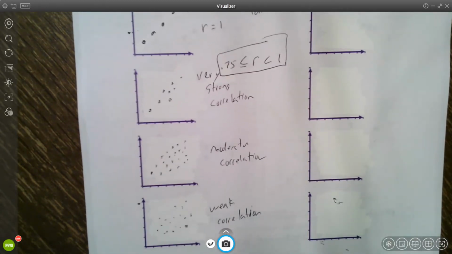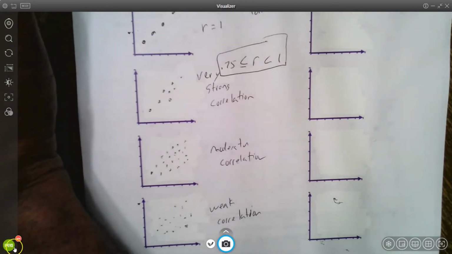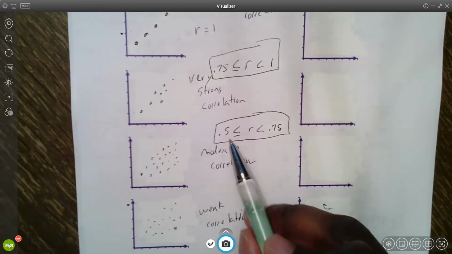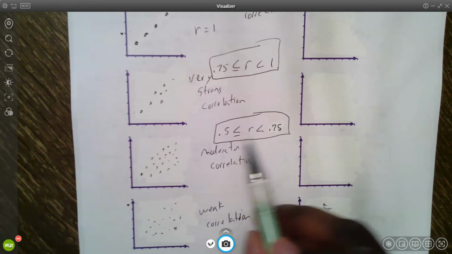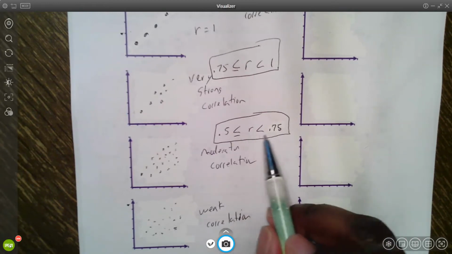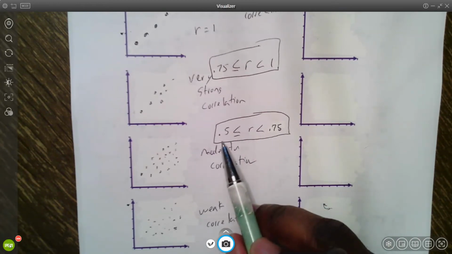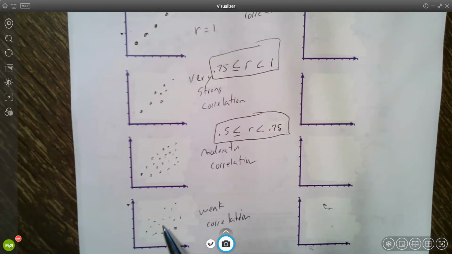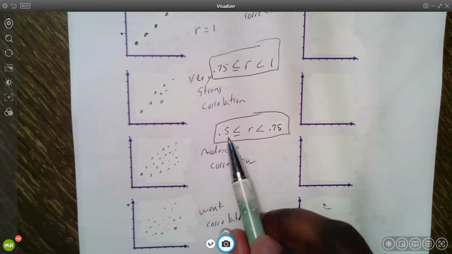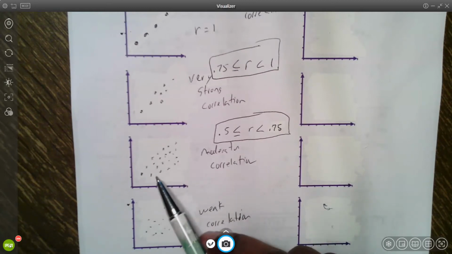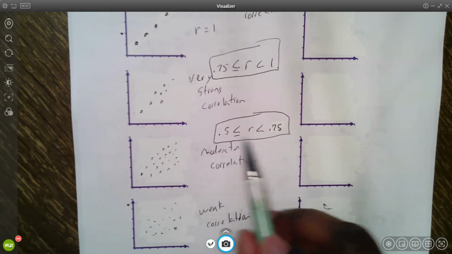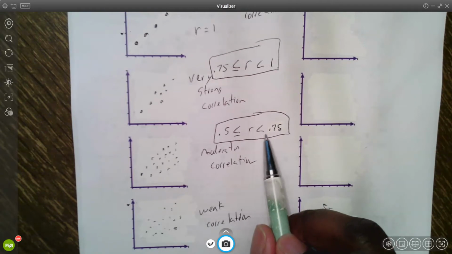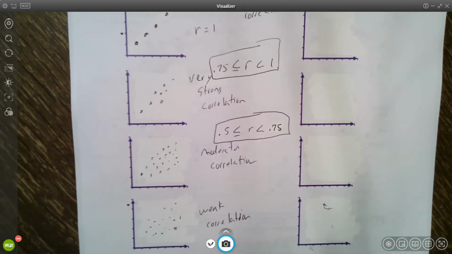Now the next set is for moderate correlation. r will be between 0.5 and 0.75. There, the closer it gets to 0, the more spread out the data is. So this is getting closer to 0, and the data is getting more and more spread out. So that's somewhere between 0.5 and 0.75. We say that's a moderate correlation.